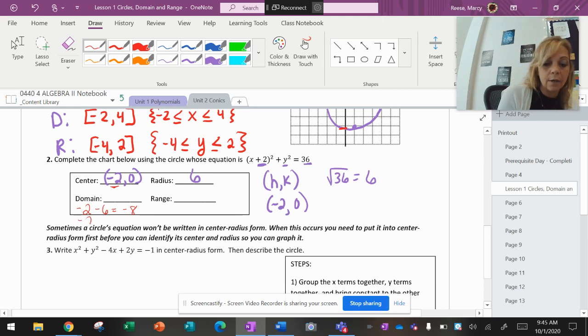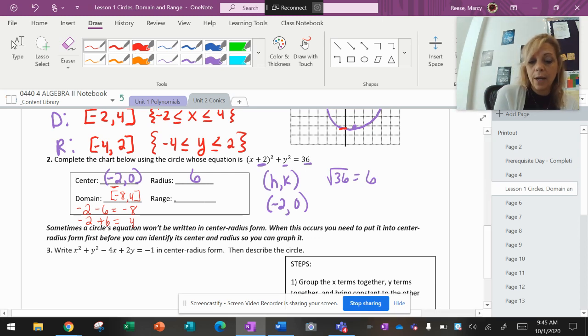And then I'm going to take -2 and I'm going to add 6, because that would be how far I go to the right. So -2 plus 6 is 4. So my interval is -8 to 4. Okay? So you don't need a graph. Just work off the center using the radius.